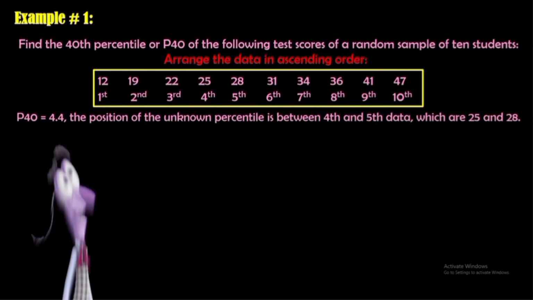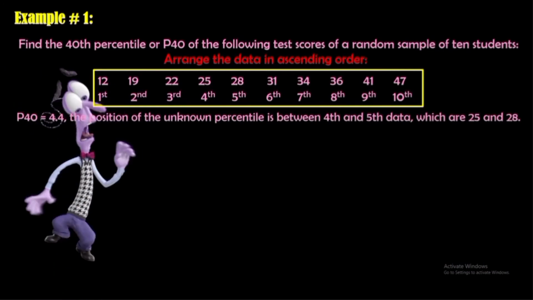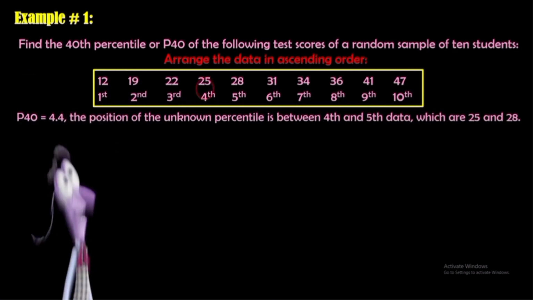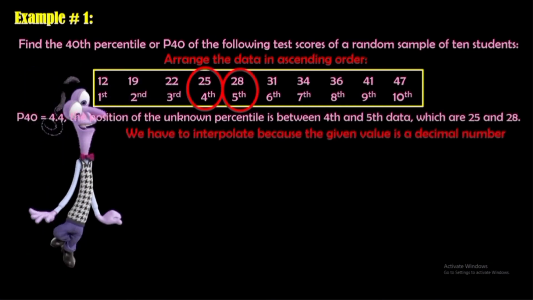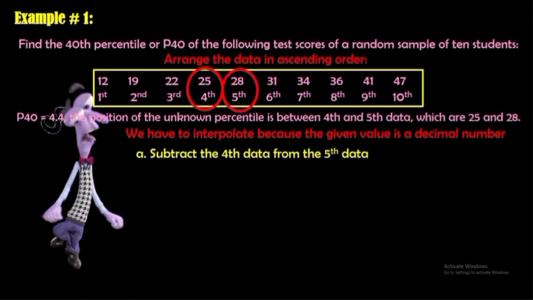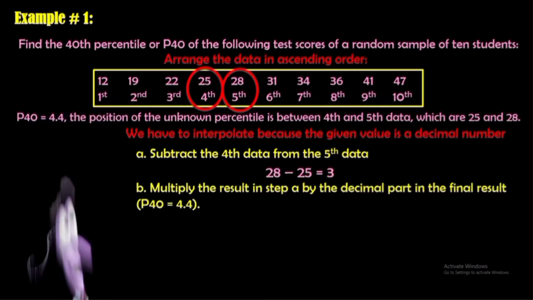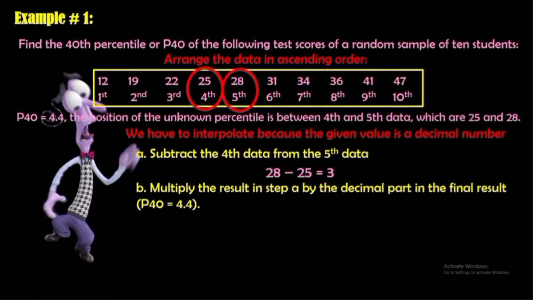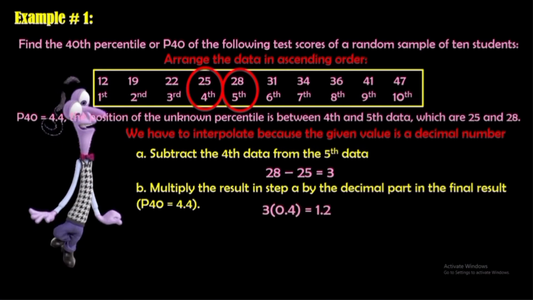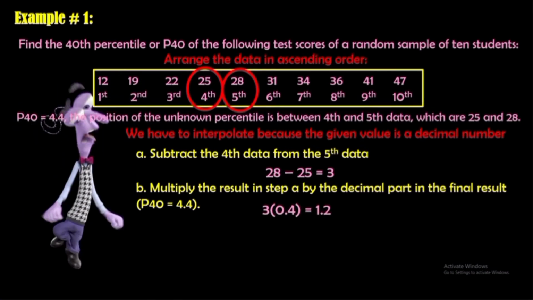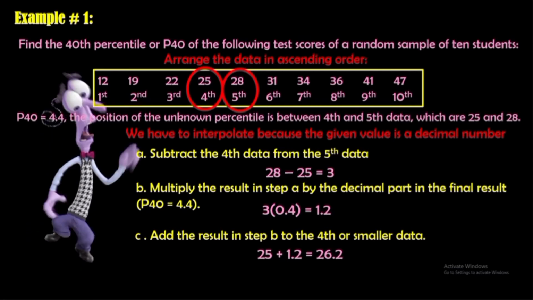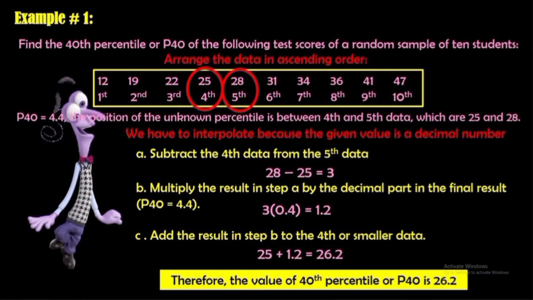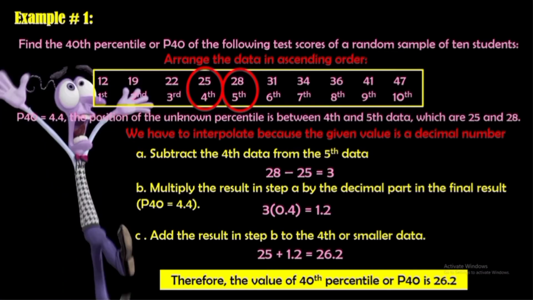40th percentile is equal to 4.4. The position of the unknown percentile is between the 4th and 5th data, which are 25 and 28. We have to interpolate because the given value is a decimal number. Subtract the 4th data from the 5th data. 28 minus 25 is 3. Multiply the result in step A by the decimal part in the final result. 3 times 0.4 is equal to 1.2. Then add the result in step B to the 4th or smaller data. 25 plus 1.2 is equal to 26.2. Therefore, the value of the 40th percentile, or P40, is 26.2.